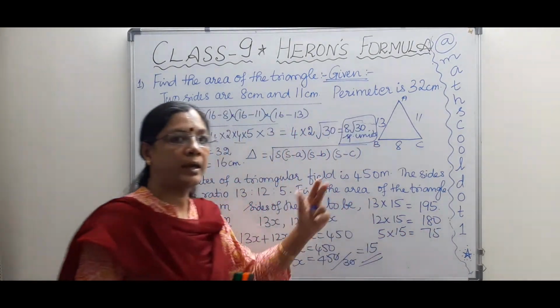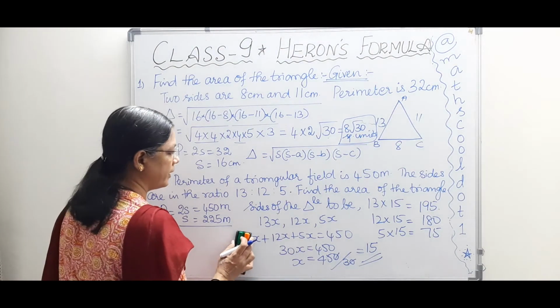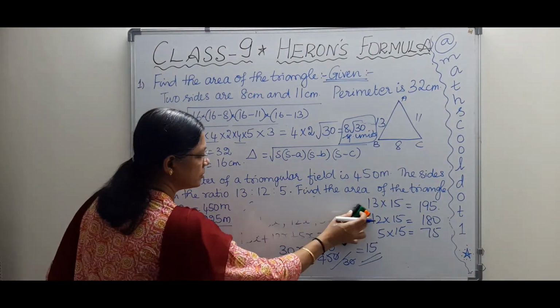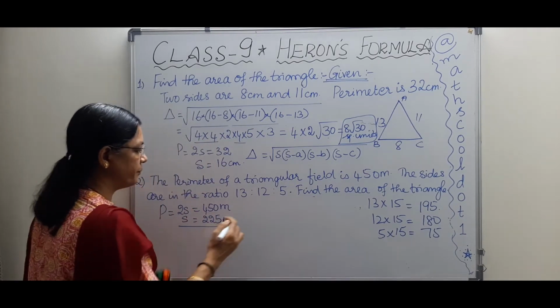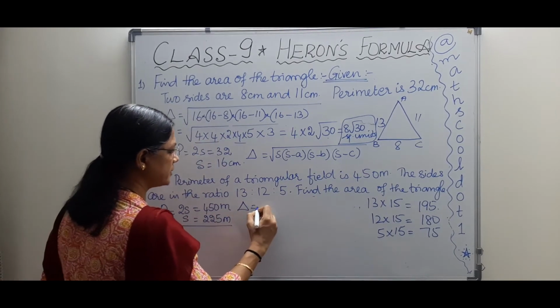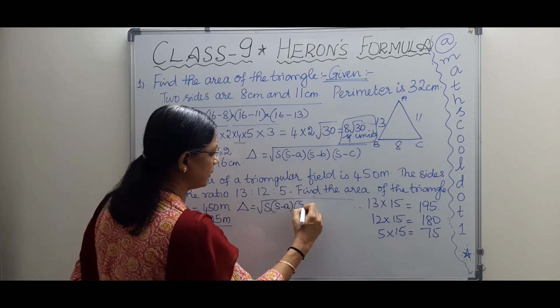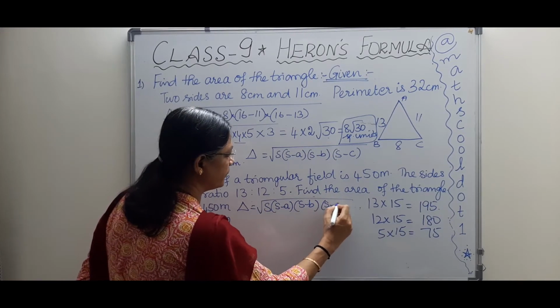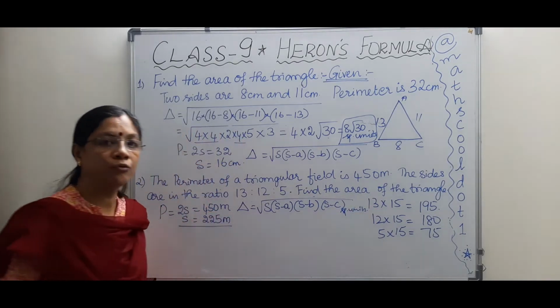So we have got A, B, C. We have got three sides and we know the value of S also. Now just apply it in Heron's formula to find the area of the triangle. Each time when you do the sum, please repeat the formula. Put the unit also, square units, so that you don't forget.